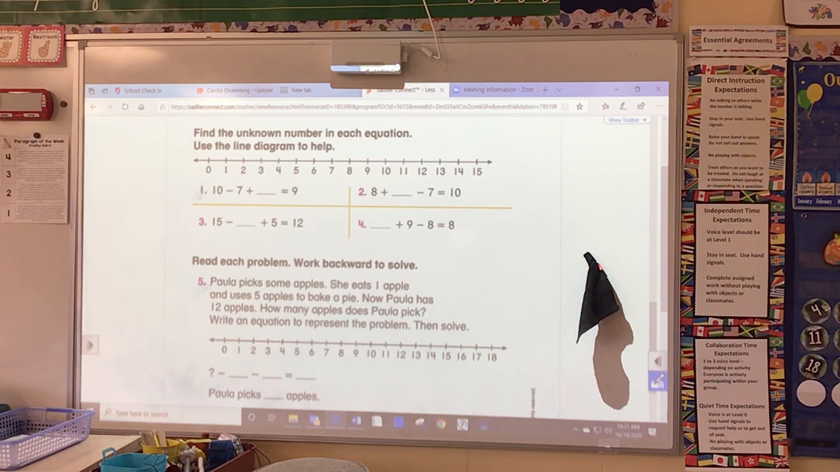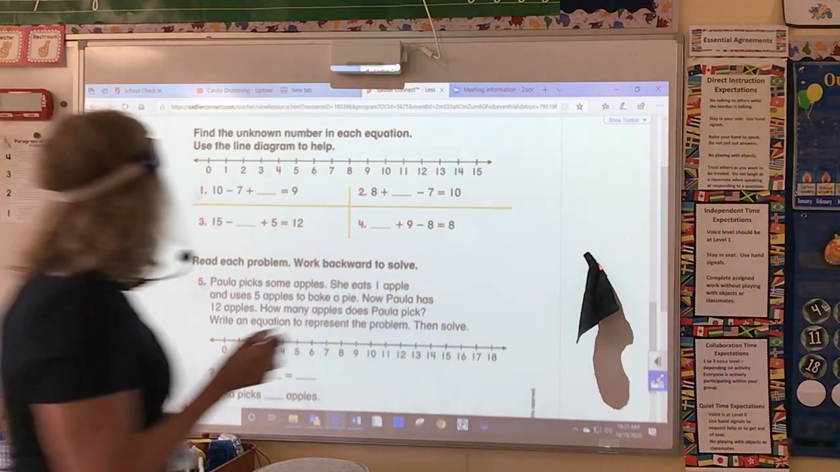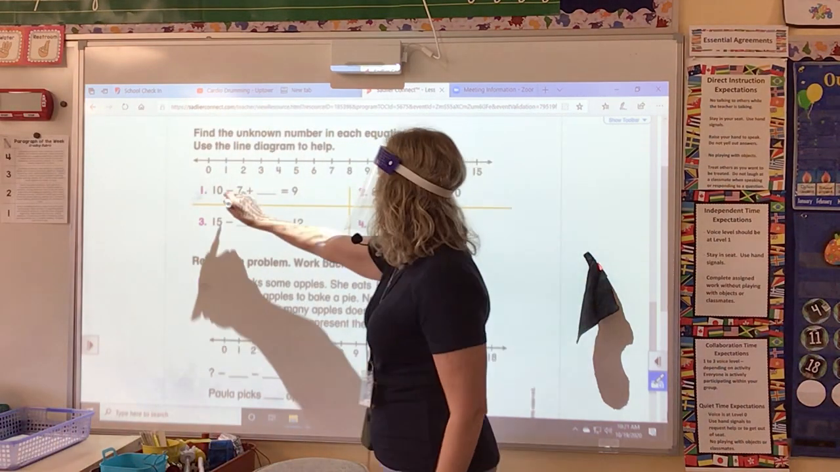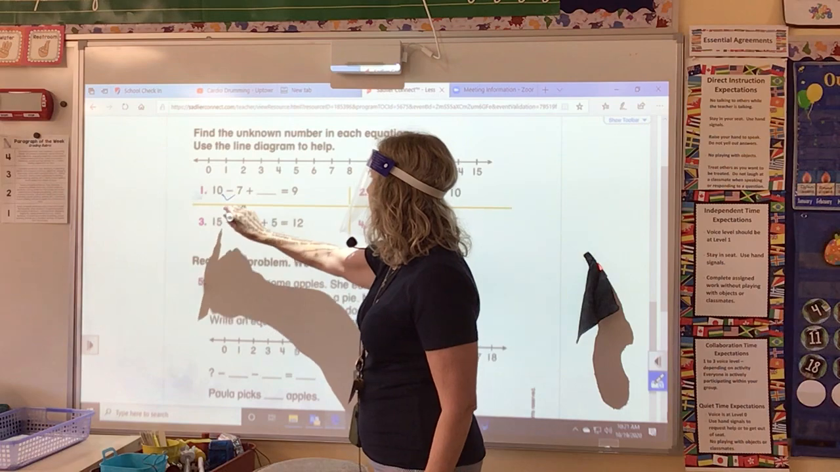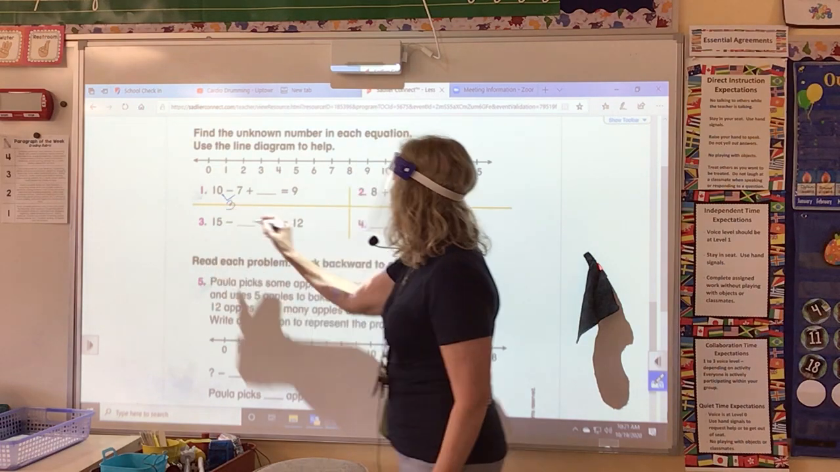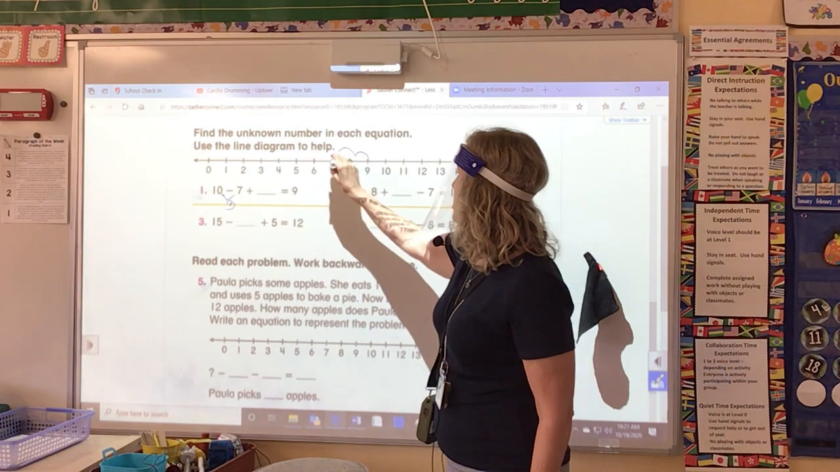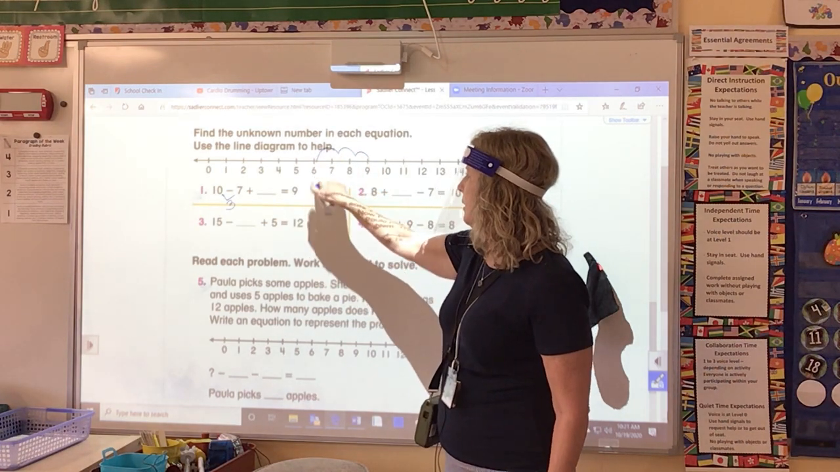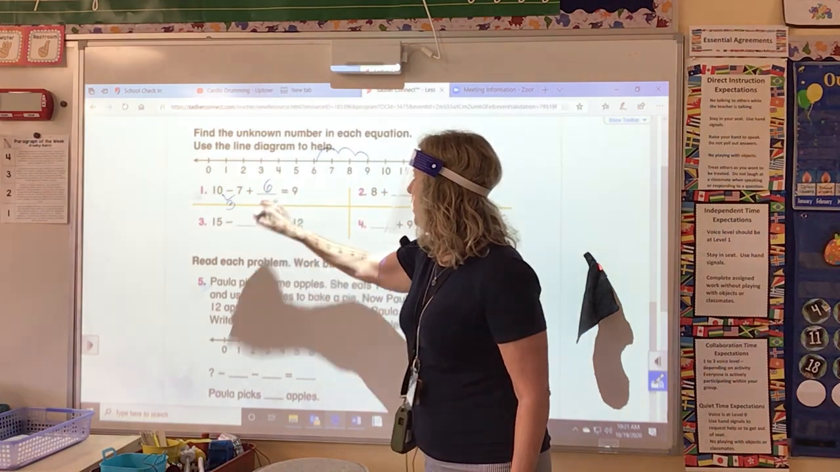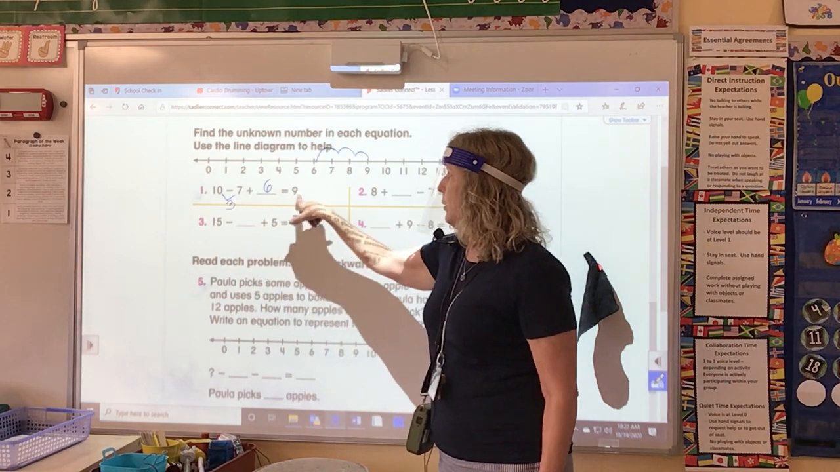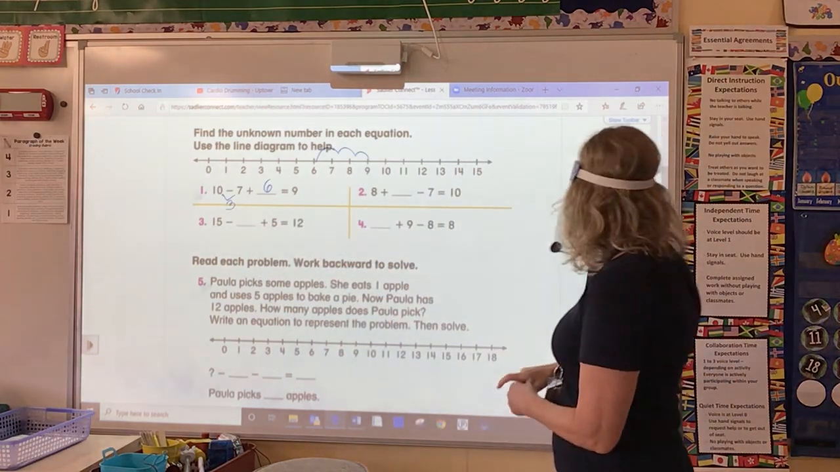Okay, so we have 10 minus 7 plus question mark equals 9. Okay, so what do we know? 10 minus 7 is what? 3. If we start at 9, we go back 3. 1, 2, 3 gives us 6. So 3 plus 6 equals? 9. Very good.